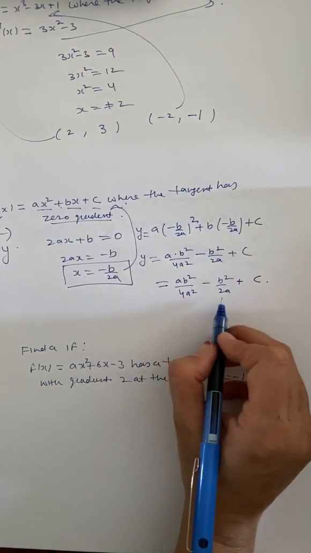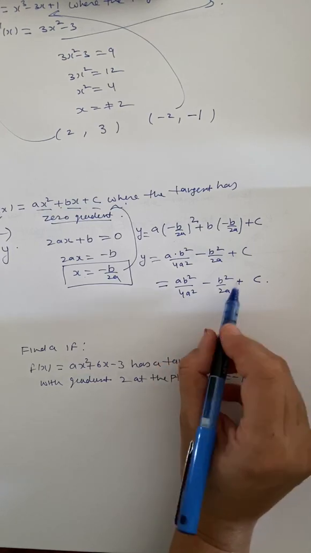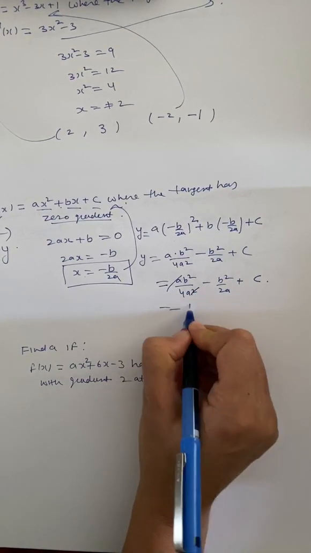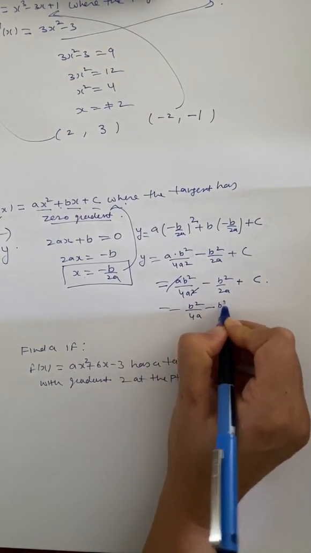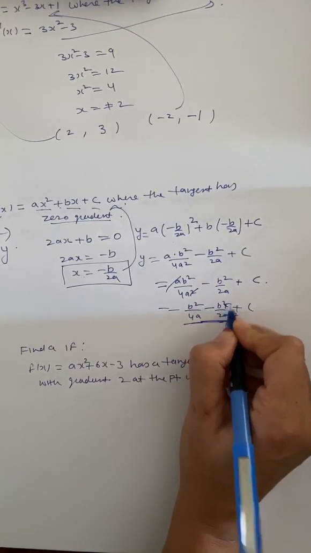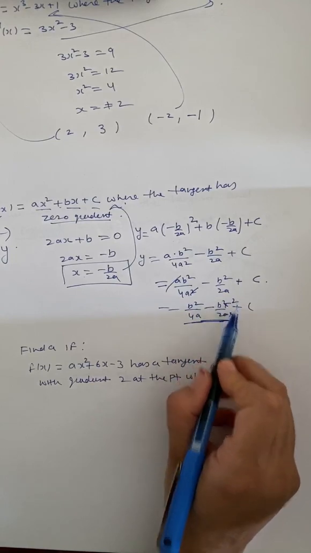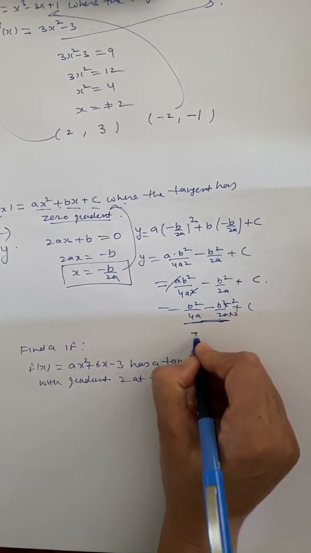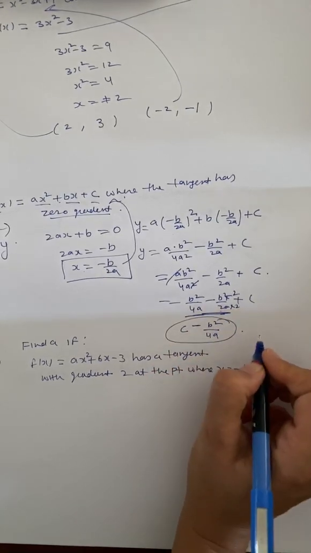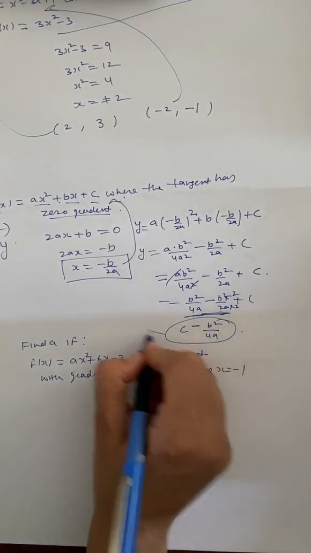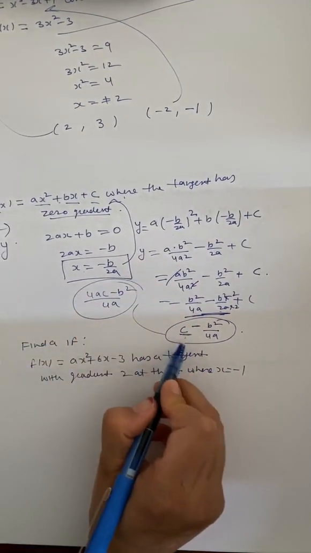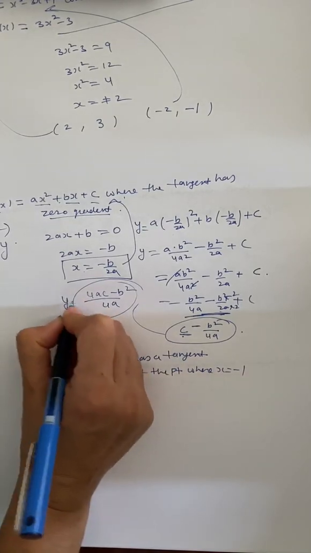Okay, now we can simplify this. So 1a got cancelled. So this is b squared over 4a minus b squared over 2a plus c. Now for this one, you can make the same denominator, and then you get b squared minus 2b squared over 4a. This gives you minus b squared over 4a, plus c. And you can do further: 4ac minus b squared over 4a, by making the denominator of this also 4a. So this is your y coordinate here.